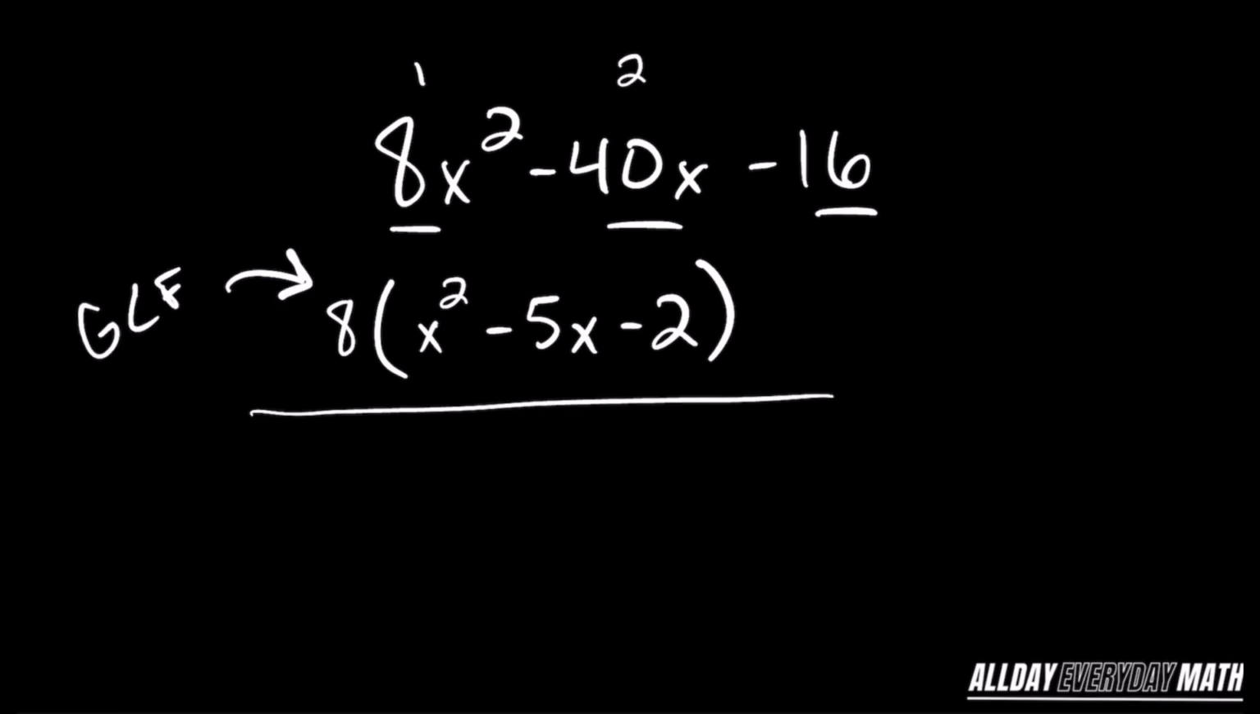And again, if you just want to double check, you could go back through and distribute 8 to each of these terms and just make sure that both of these expressions are equal. Because although we're factoring and changing the look of the expression, the expressions should still be equal.